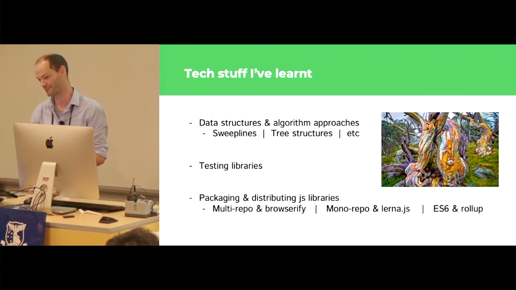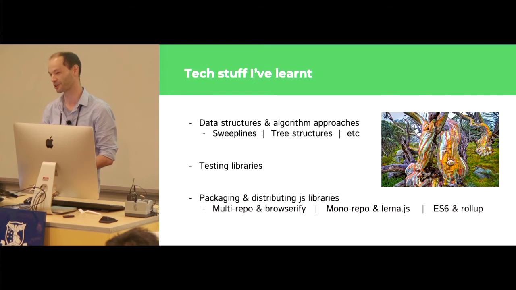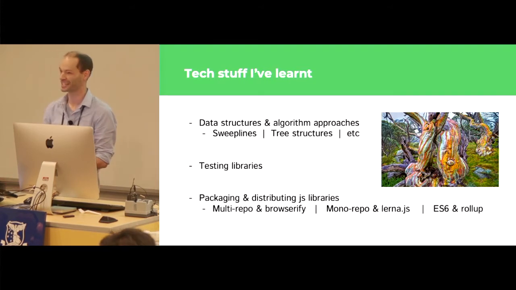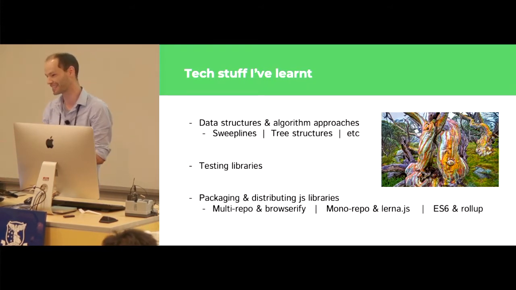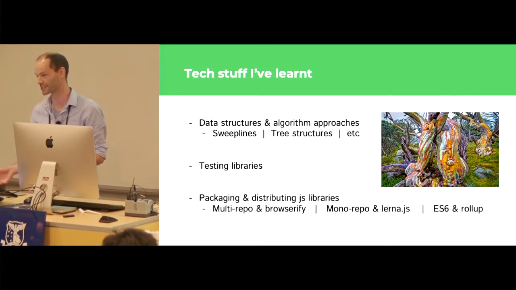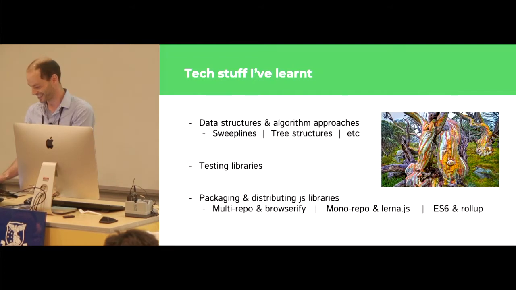So initially there were many repositories for TURF, and they were all packaged individually and it was horrible. We then moved everything into a single repository and used a thing called LernaJS to publish them all out separately. And most recently we've been dabbling with a thing called ES6 modules, which are a new standard for JavaScript, and seeing how that plays, and it turns out it doesn't play very nicely.